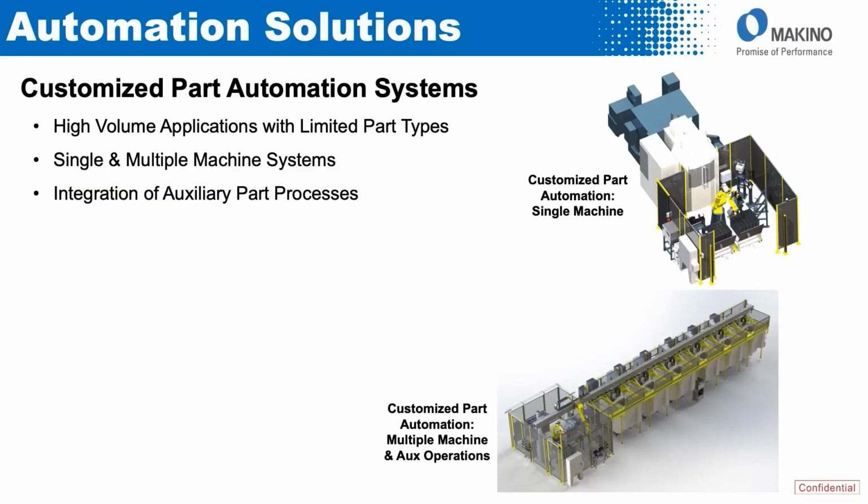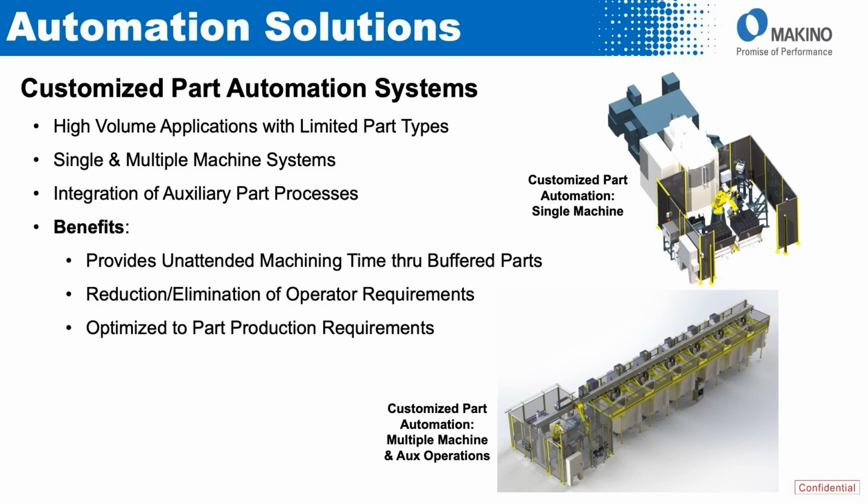And then we've got our customized part automation. It can be single machine, can be multiple machines, but basically high volume applications with limited part types. You've got multiple machines dedicated to those particular part types typically, and along with this, what we see a lot of times is the integration of those auxiliary operations that go along with machining of a part, such as marking the part. You might want to inspect the part, wash the part, and then maybe even deburr the part.